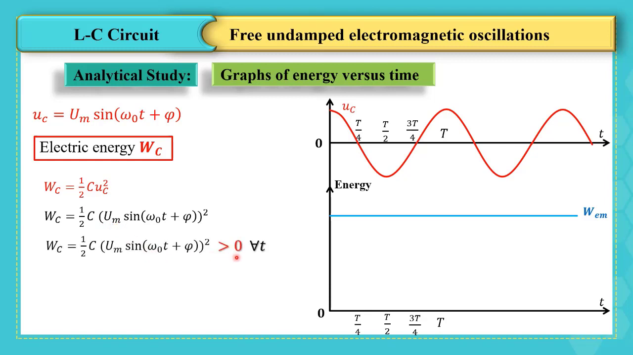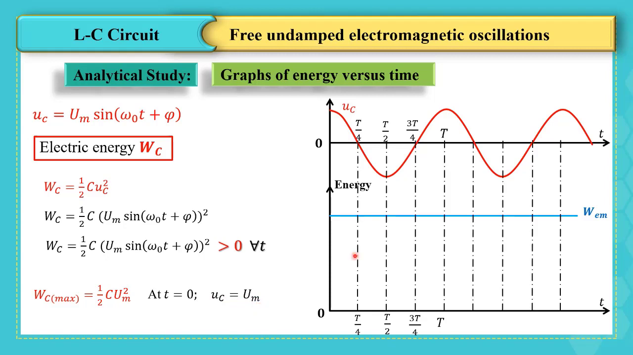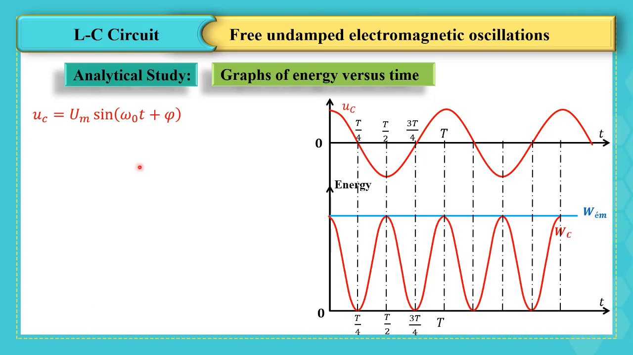This expression is always positive, and we must note that WC maximum is equal to half C U maximum squared, and at t equals 0, UC equal U maximum. So the graph of WC will have a sinusoidal form.